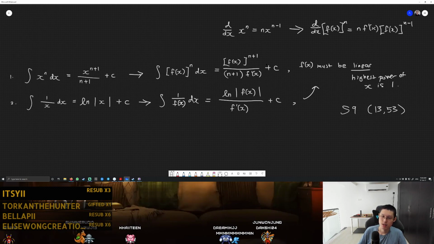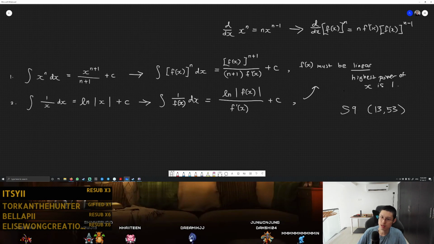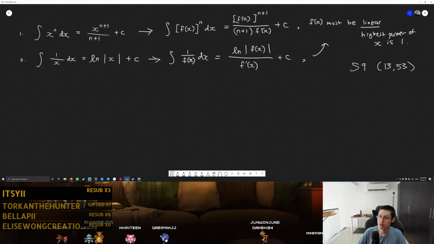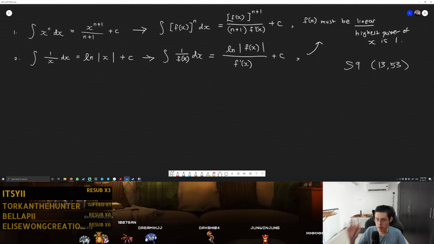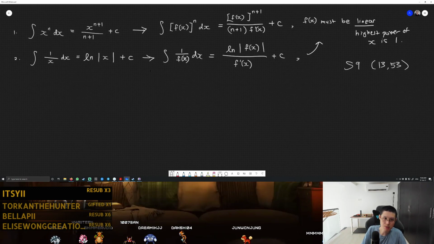Okay, so why does the function have to be linear in order to use this thing here? And how do we use this in the first place? Okay, you know what? Let me do some examples just to show you what's happening.